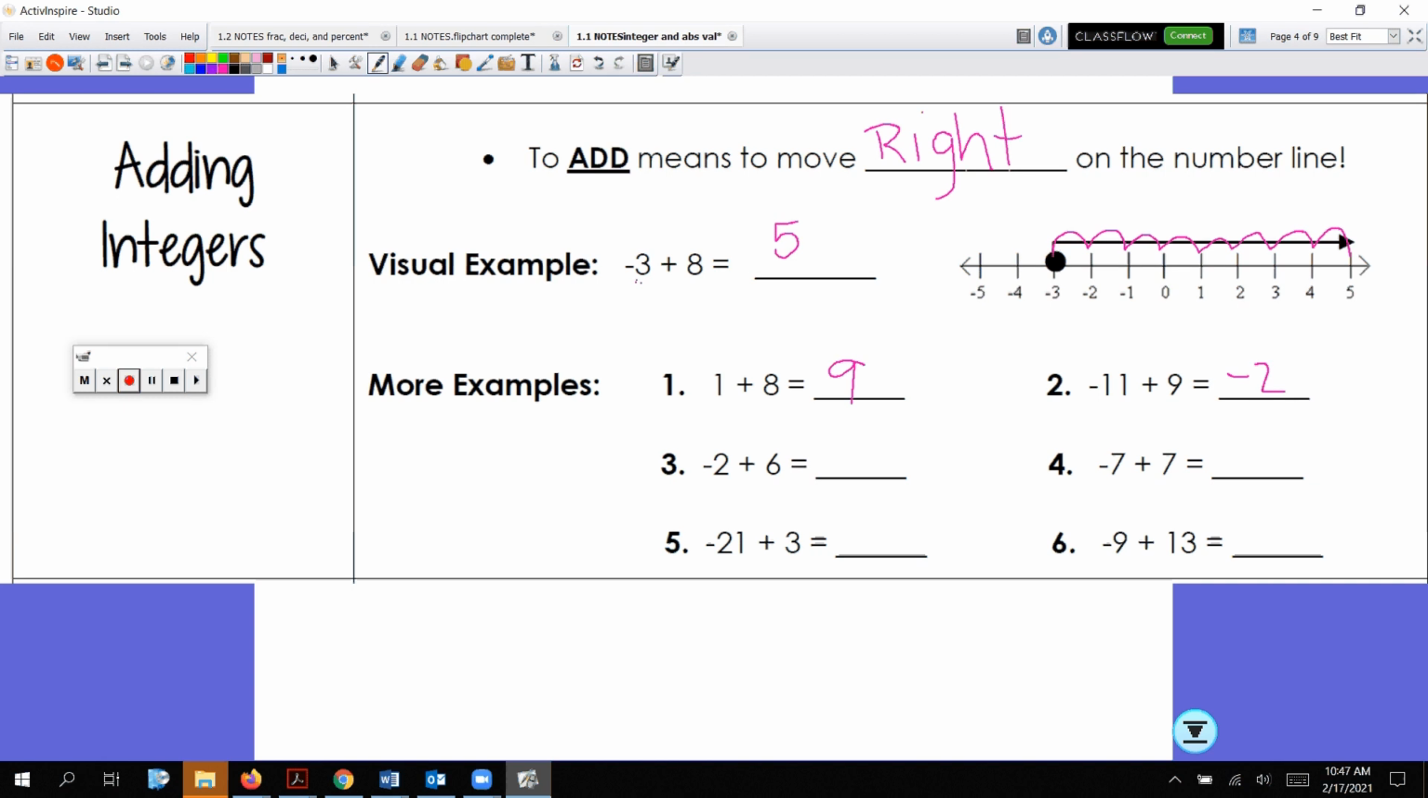It is closer. It is going to the right. Number 3, negative 2 plus 6 is 4. For number 4, negative 7 plus 7 gets us to 0. Number 5, negative 21 plus 3 is negative 18. We only move 3 units to the right from negative 21. And we always start with that first number. So for number 6, we start at negative 9 and we add 13 and we get positive 4. So that's when we're adding integers.